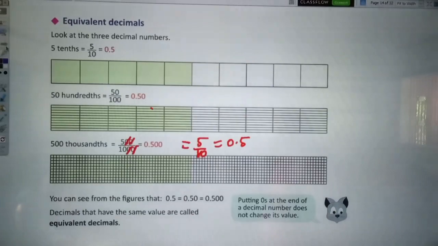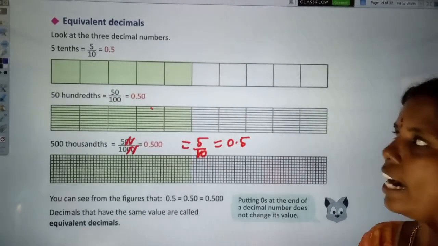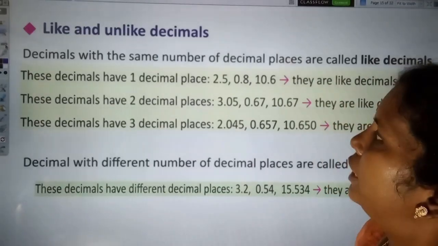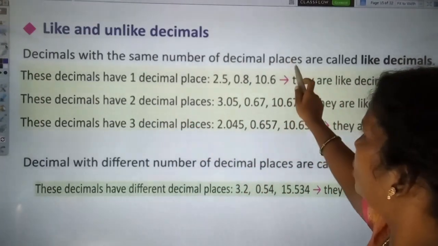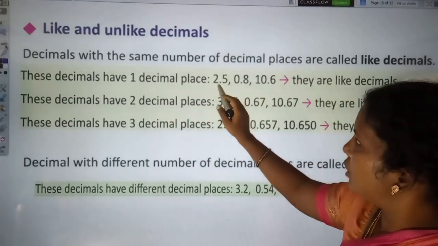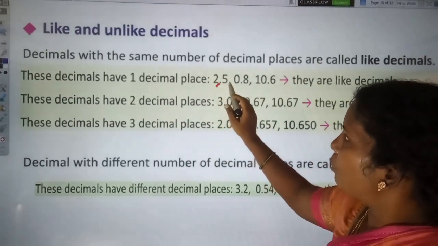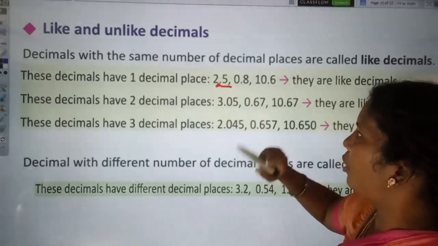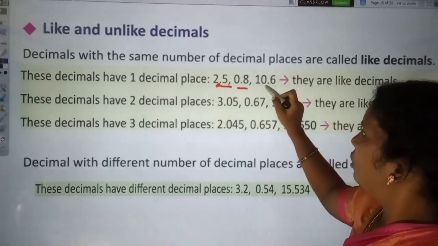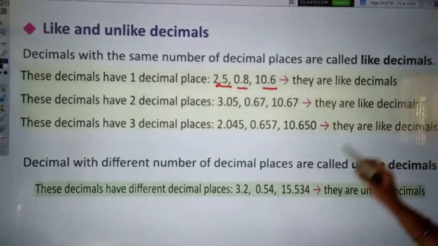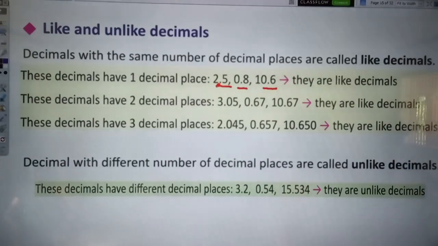Next we are going to see about like decimals and unlike decimals. What is meant by like decimals and unlike decimals, children? Decimals with the same number of decimal places are called like decimals. Look at this example that they have given. After the point, only one number is there. See here also, after the point only one number: 0.5, 0.8, 0.6. After the decimal point only one number is there, so the decimals are called like decimals.